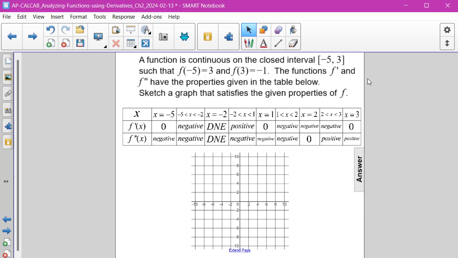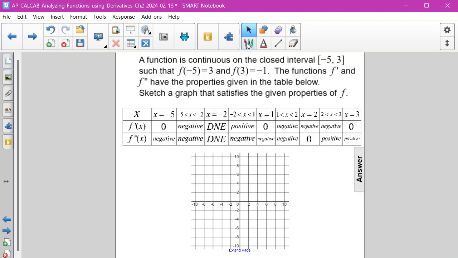A function is continuous on the closed interval from -5 to +3, such that f of -5 is equal to 3 and f of 3 is equal to -1. The functions f' and f" have the properties given in the table below. Sketch a graph that satisfies the given properties of f.